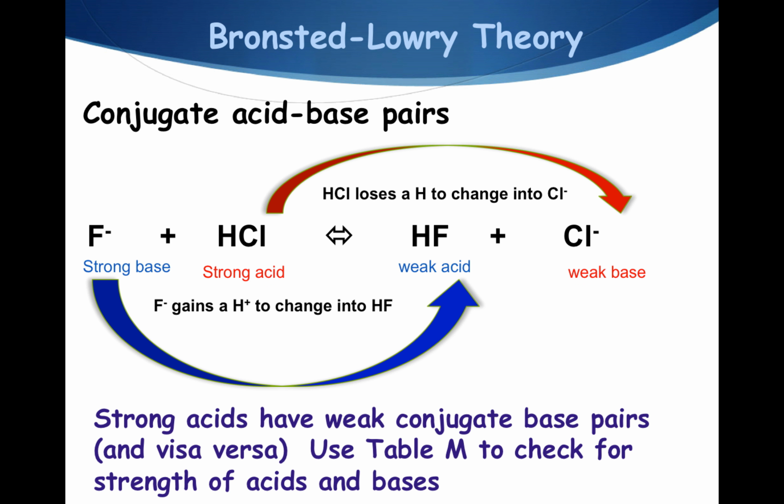Well, now, HF is one of the products. Find HF, hydrofluoric acid, on Table M. Do you notice that hydrofluoric acid is a weak acid? It has a small Ka. That means it was formed from a strong base. The fluoride ion is a very strong base.